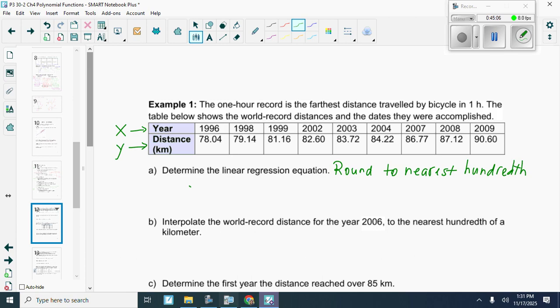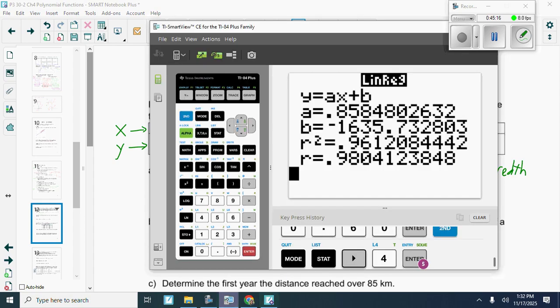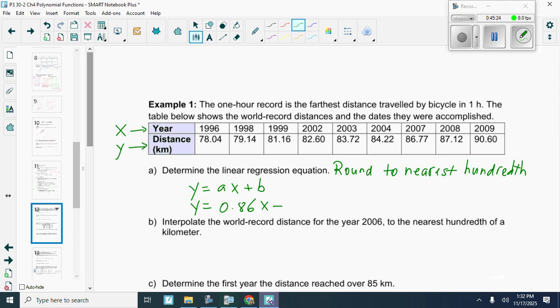Okay, so this is what they gave us, a linear regression. Here's the value, 0.86. We still write our X. And then our B value is negative 1,635.73. So minus 1635.73.